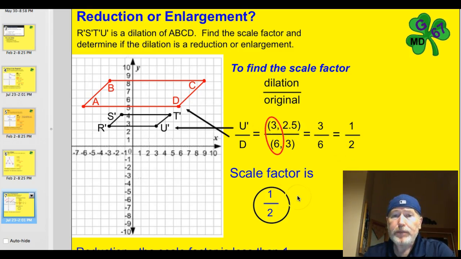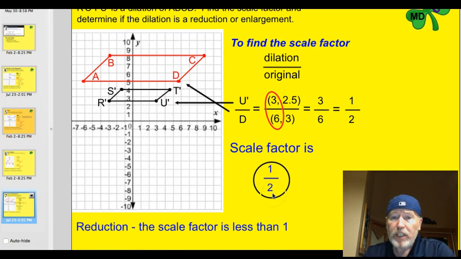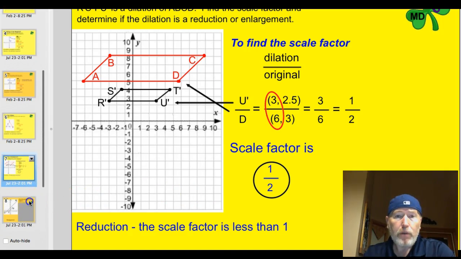that's your scale factor. Okay, so this is the original, this is the pre-image they call it, this is the dilation, it's got a small scale factor, less than 1. Of course, that's a reduction. All right, time for you to try one.